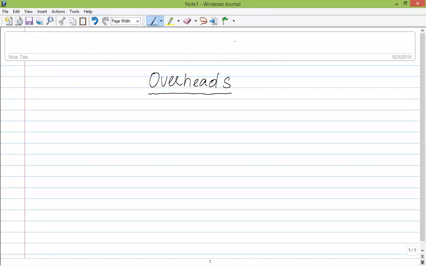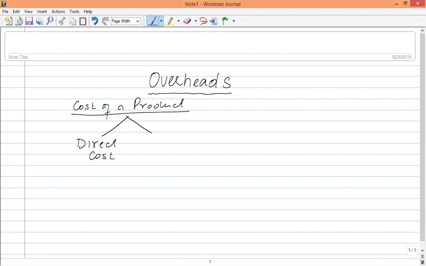Hi guys, today we are going to discuss the accounting treatment of overheads. First of all, let me tell you how we can calculate the cost of a product. When you want to calculate the cost of a product, we need to identify the direct cost and the indirect production cost.